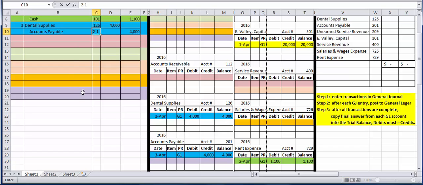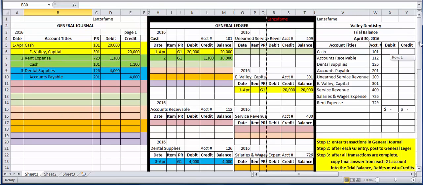So again, I did my journal entry. My journal entry was in balance. I then posted to my ledger. I don't involve this trial balance until I'm totally done with the month. What does the trial balance do? It checks the final answers we got from every one of these ledger accounts and makes sure our debits equal our credits one final time.